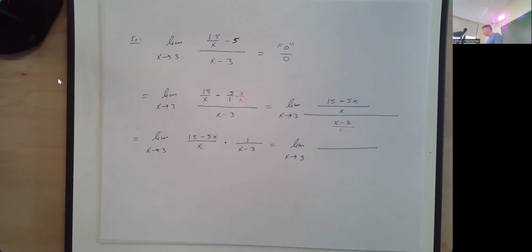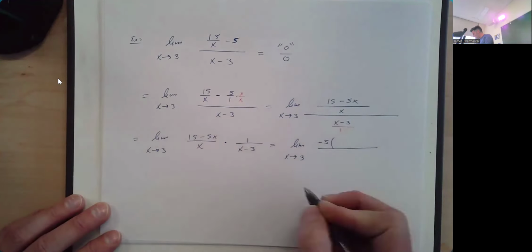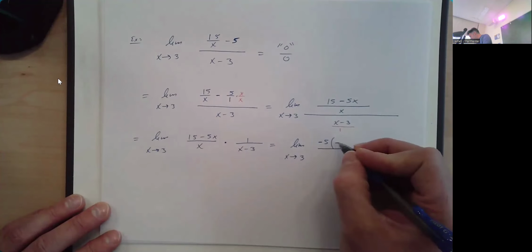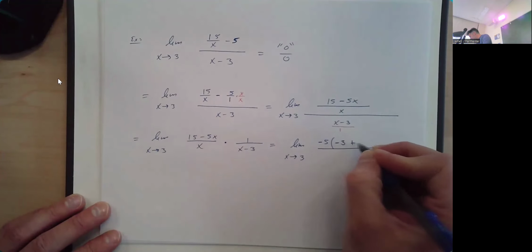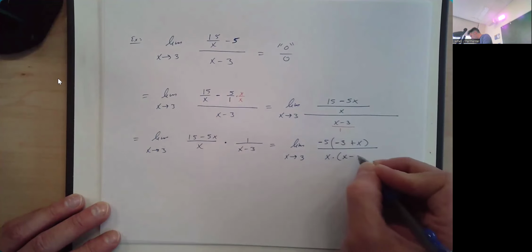5 is an excellent choice. There's probably even a slightly nicer choice if we really wanted to look for it. I might pick -5. Actually, honestly, I would probably pick 5 to be perfectly honest. But -5 is the one that's easier in the end. So you factor out a -5 from the top, you're left with -3 plus x over your x times x minus 3.